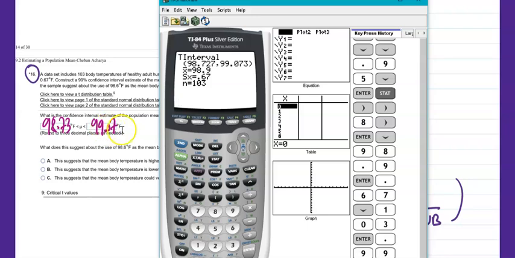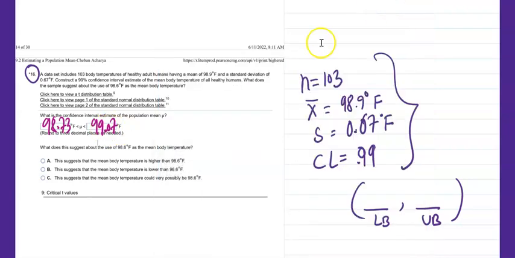98.73, 99.07. So that's the upper bound, lower bound. So what does this suggest about 98.6 degree Fahrenheit as a mean body temperature? 98.6 degree Fahrenheit is not inside the confidence interval. So this suggests that the mean body temperature is higher than 98.6 degree Fahrenheit. That's the answer. Okay, that's the answer for the last part of this question, number 16.